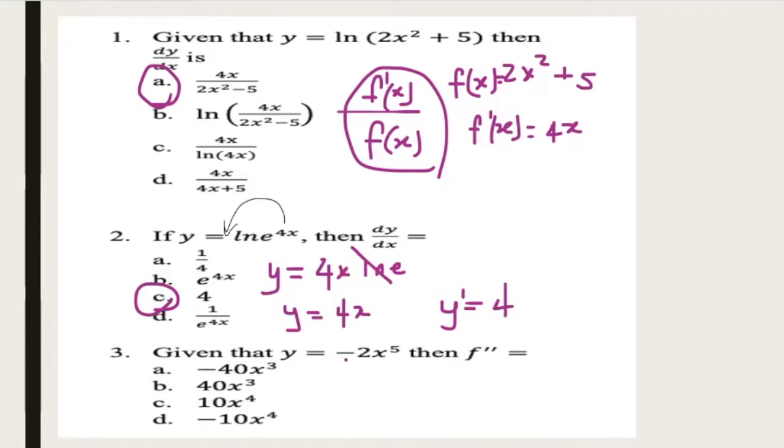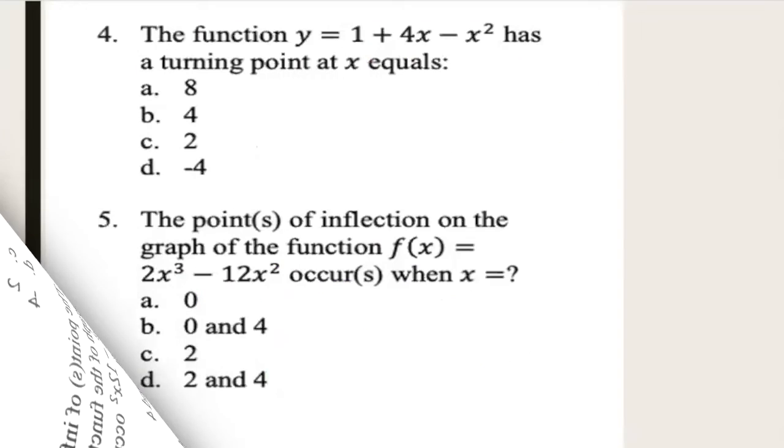Given that y equals minus 2x to the 5, this is telling me to differentiate twice. So here, y prime, differentiating this, 5 twos are 10, so I have minus 10. Subtract 1 from the power, so I get 4. Differentiate a second time, so I'll have 4 times negative 10, that's negative 40. And then subtract 1 from the power, so I have cube.